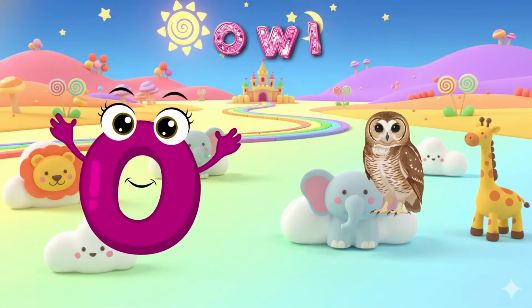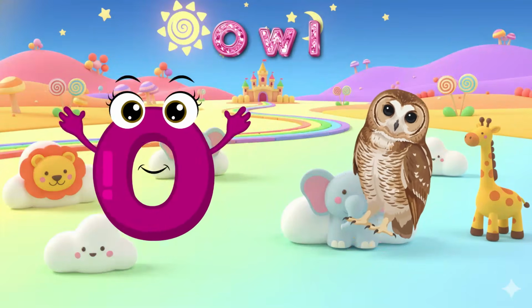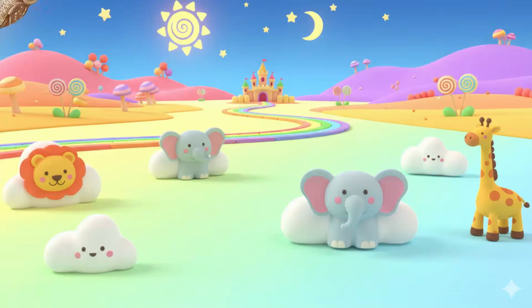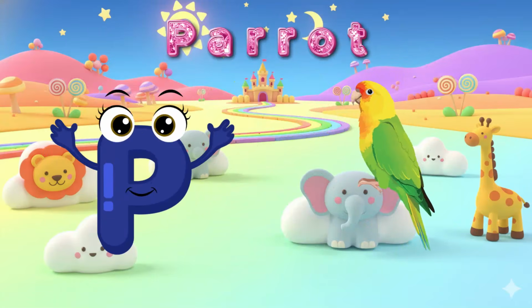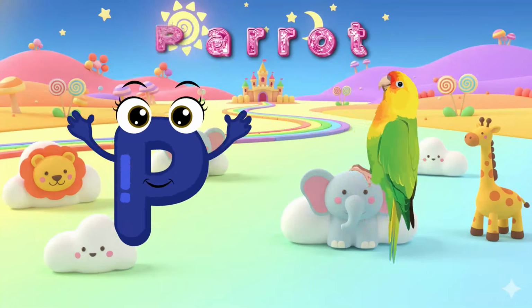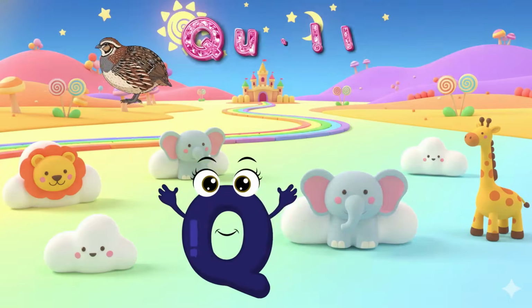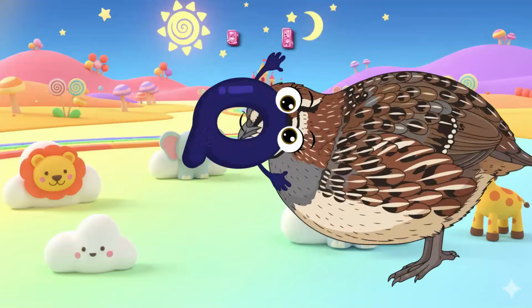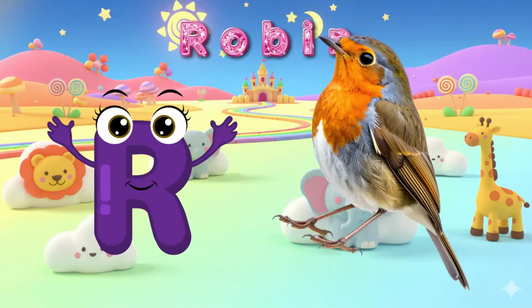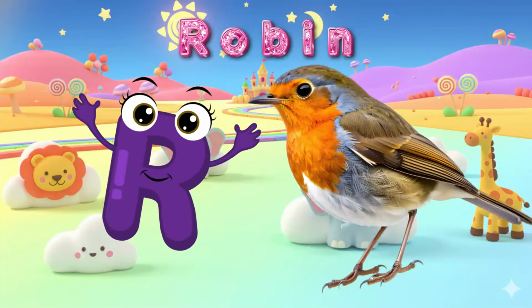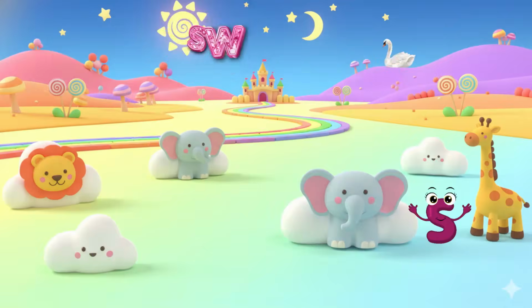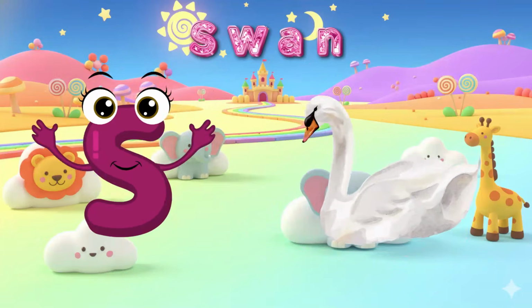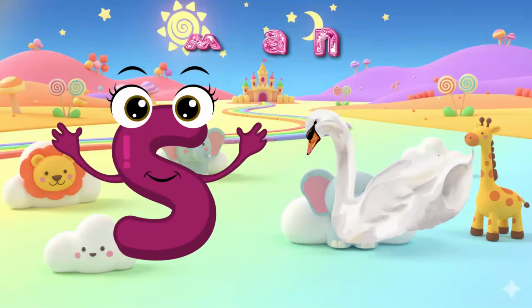O is for owl. P is for perch. Perch. Q is for quail. Q, quail. R is for robin. R, robin. S is for swan. S, swan.